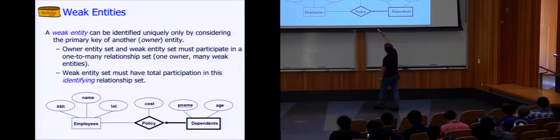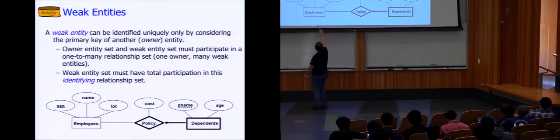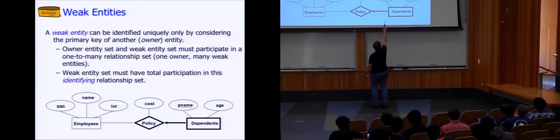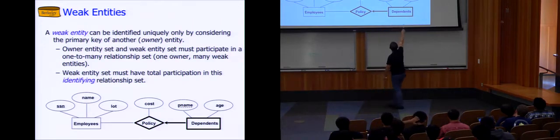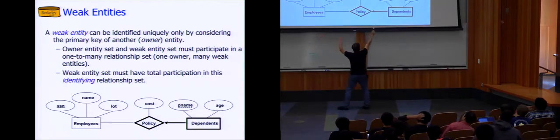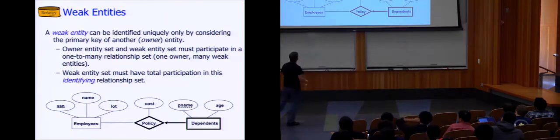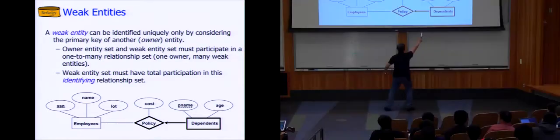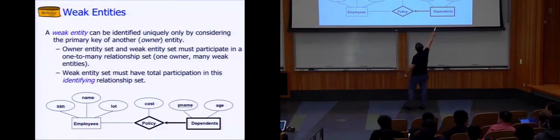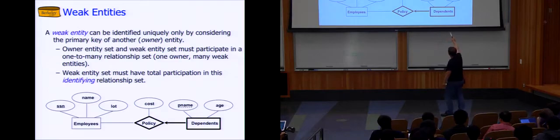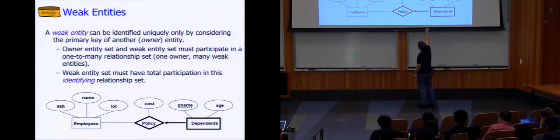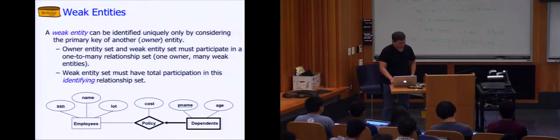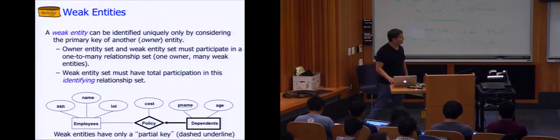And the way we identify that they're weak entities is that there's an identifying entity set over here, and this dotted underline on P name is called the partial key of the weak entity set. And the full key of the weak entity set is my key concatenated with that partial key. Okay? So pretty much everything I just said is what all the description above is. There's an owner entity set and the weak entity set. They participate in a one-to-many relationship set. One owner, many weak entities. Right? And the weak entity must have total participation, which is boldness, in the identifying relationship set. Okay? And I think we covered everything. All right, this example is a good one to keep you focused. And the weak entities have only a partial key, which is that dashed underline.